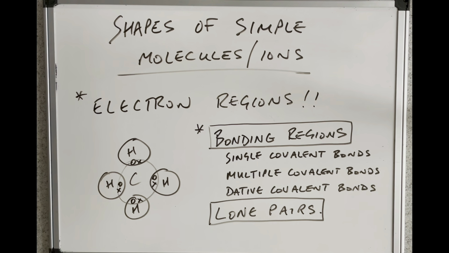The last thing I need to say on this introductory board is, well, what do these electron regions do? They're all negatively charged because they're all made from electrons. So what are they going to do? They are going to repel each other, and they want to get as far apart as possible. And what you're going to see in the video is the number and type of electron regions is going to dictate the shape and the angle.